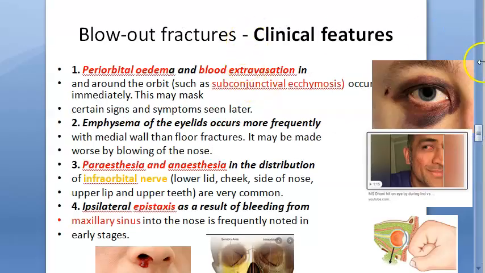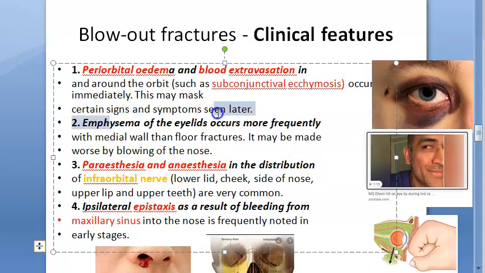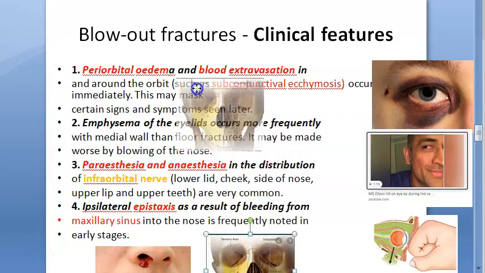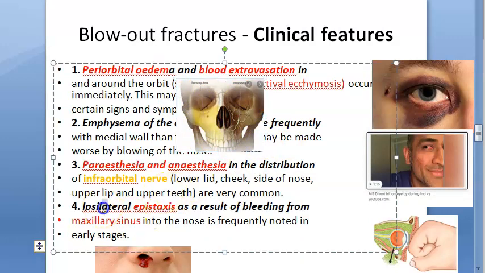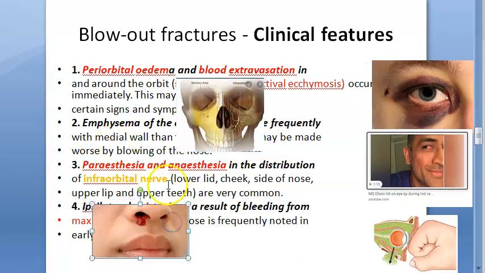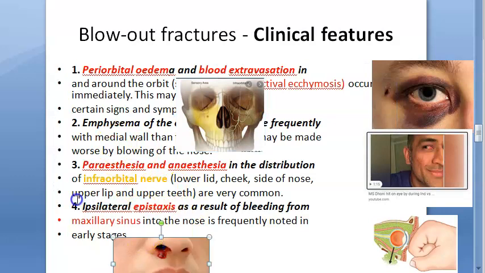Okay, coming to clinical features, you will see periorbital edema, blood extravasation, subconjunctival ecchymosis, emphysema of eyelids, paresthesia, anesthesia. Remember, the infraorbital nerve, wherever that distribution is, it will get affected. Ipsilateral epistaxis, same side nosebleed, right? And they are saying the bleeding comes from where? Maxillary sinus, because the orbit's content went to the maxillary sinus, and from the maxillary sinus, epistaxis on the same side.